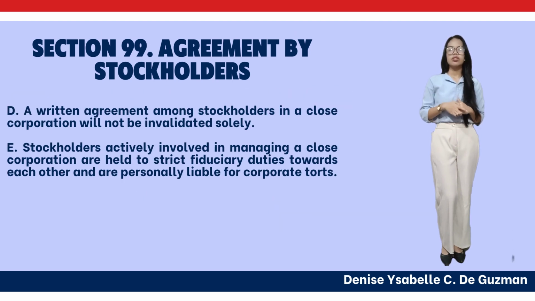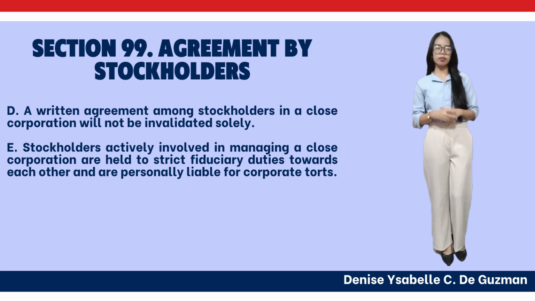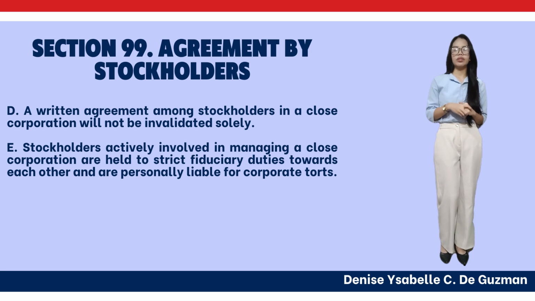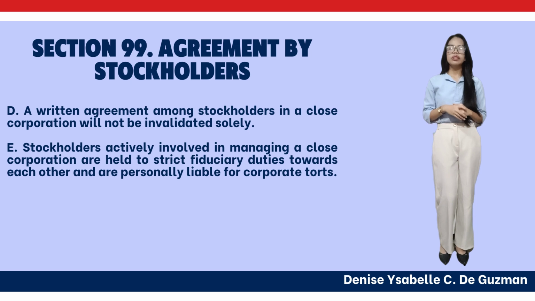A written agreement among stockholders in a closed corporation will not be invalidated solely because it addresses the business conduct and affairs in a way that restricts or interferes with the discretion of the board of directors. However, such agreements impose on the involved stockholders the managerial liabilities imposed on directors by the code. Stockholders actively involved in managing a closed corporation are held to strict fiduciary duties towards each other and are personally liable for corporate torts unless the corporation has sufficient liability insurance.